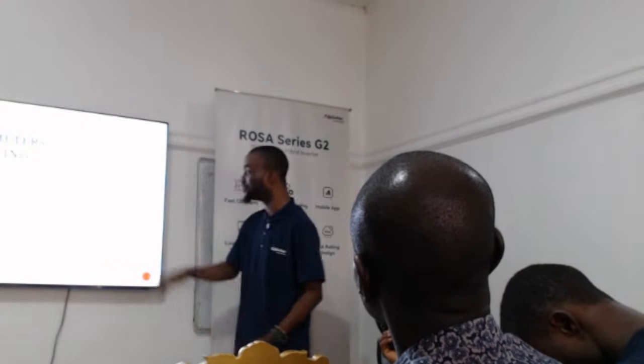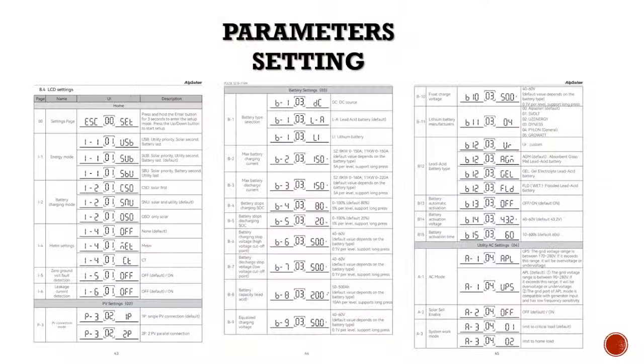I think AC mode, many people don't tamper with this on the screen. They tamper with it on the app. So they will say, what should I put it, APL or UPS? When you know that it is advisable that you leave it on APL for normal appliances. If you put it on UPS, it is for sensitive appliances.